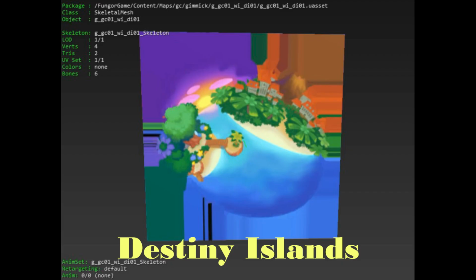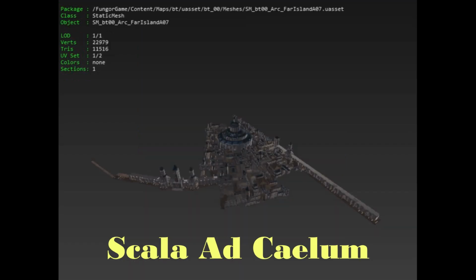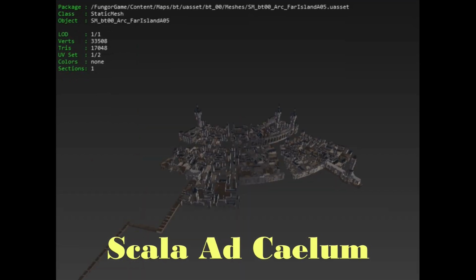There seems to be a big focus on the main island in this image, however all these world logos are reused from previous games, and this one is reused from Recoded. We also have Scala ad Caelum, of course. This is a world we have seen many times in the trailers and in the gameplay. It seems that it was planned to be quite big.